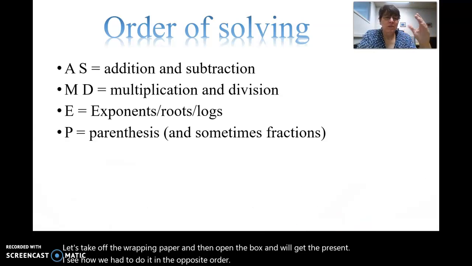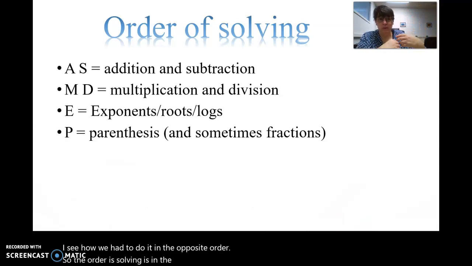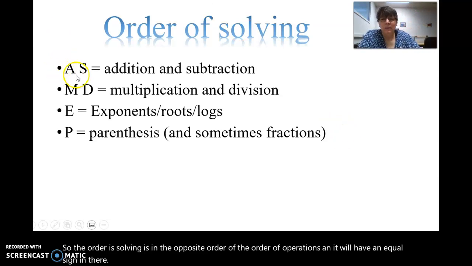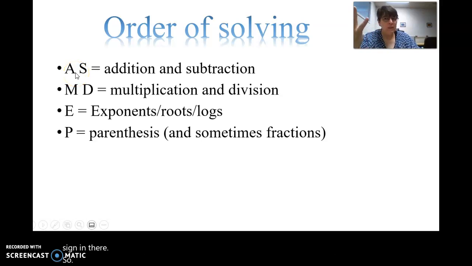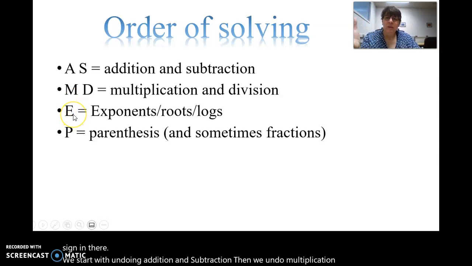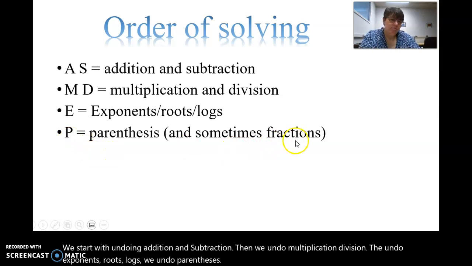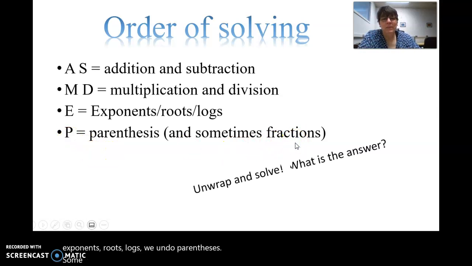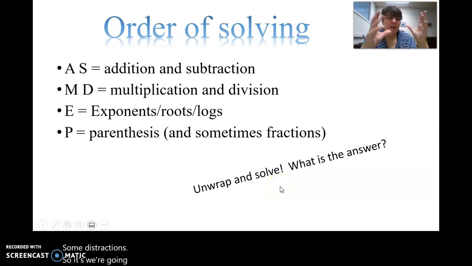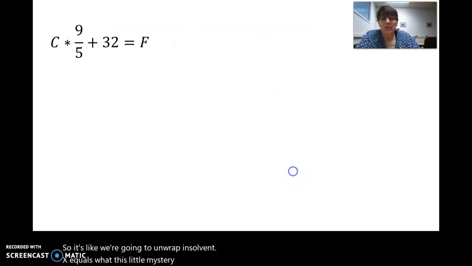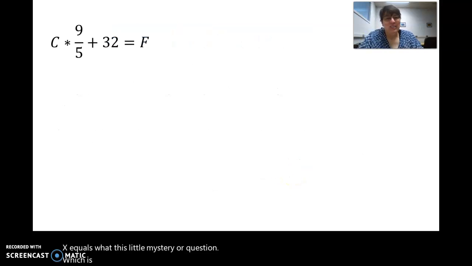So the order of solving is in the opposite order of the order of operations, and it will have an equal sign in there. So we start with undoing addition and subtraction, then we undo multiplication, division, we undo exponents, roots, logs, we undo parentheses, sometimes fractions. So it's like we're going to unwrap and solve, and x equals what? It's this little mystery or question, which is why math teachers get so excited. Oh, look, we have another treasure hunt.